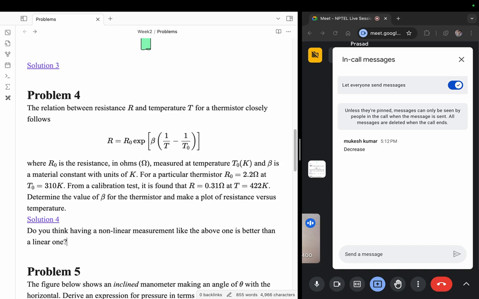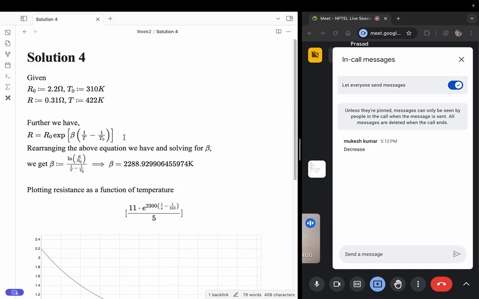So I think you would have solved. So what is the value of beta that you get here? I don't want to spend much time on this since this is more of a math problem. All you have to do is substitute the values of R naught, T and T naught that are given in the question. Then with a little rearrangement, you should be able to find the value of beta.